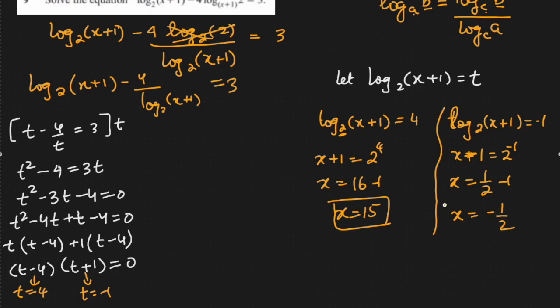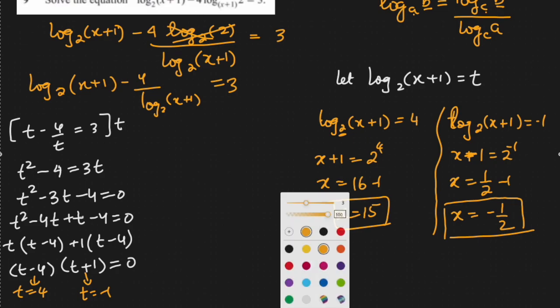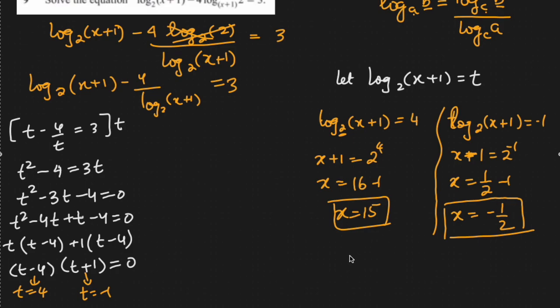Okay, but once we get the answers of a logarithmic equation, we should see which one works. So log base 2 of (x plus 1), 15 plus 1 is okay, no problem. However, if I put minus half here, minus half plus 1 is positive half. Okay, that is also working. And can log have a half base? Yes, it can. So both are okay. Both are working. We should always check whether they are working or not, but in this case, both are working. They are the answers.